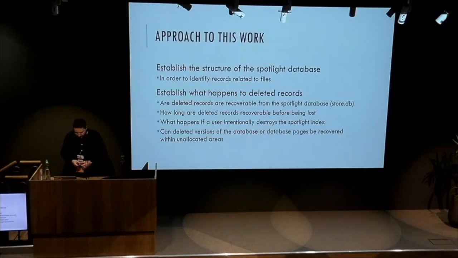So the approach to this work was first to try and figure out the structure of the database, to identify the records relating to each file, and to establish what happens to deleted records. Are the records that are deleted recoverable from the Spotlight database? How long are they recoverable after the file has been deleted? What happens if the user intentionally destroys the Spotlight index? Can deleted versions of the database or database pages be recovered within unallocated space?